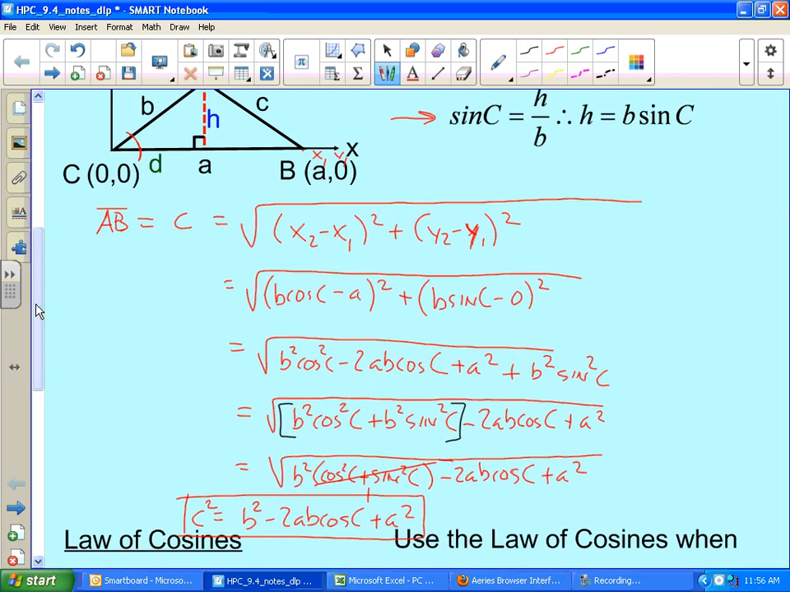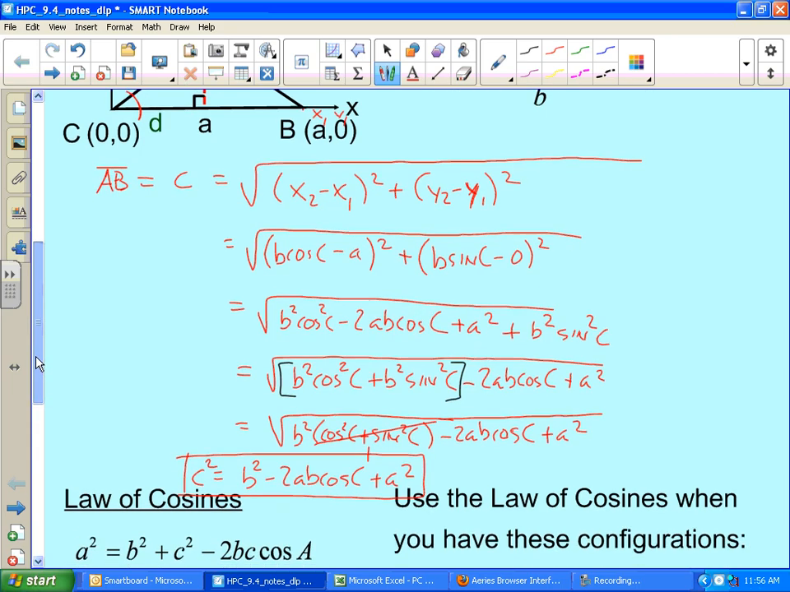Oh, why is it not under the radical? Good question. It was under a radical and it was just a c, right? I made it c squared, so I took the radical away and squared everything on both sides.